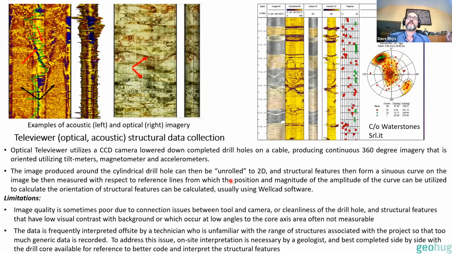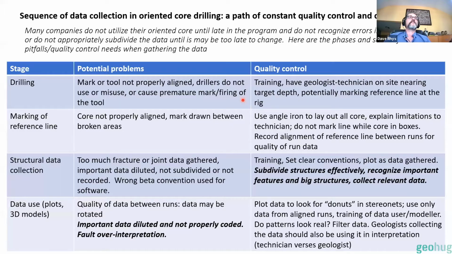So the best way to use this imagery is actually to lay out core side by side with these images, and then take marks and put them on the imagery. So either the geologist who's working with that or the technician who's using the software can then take those marks and the codes the geologist assigns and actually assign a proper code to each orientation that they obtain from the Televiewer.